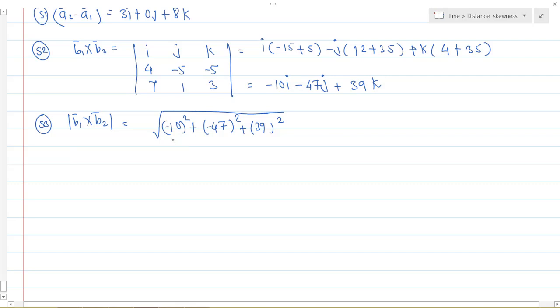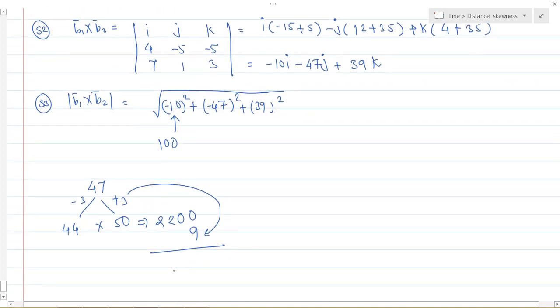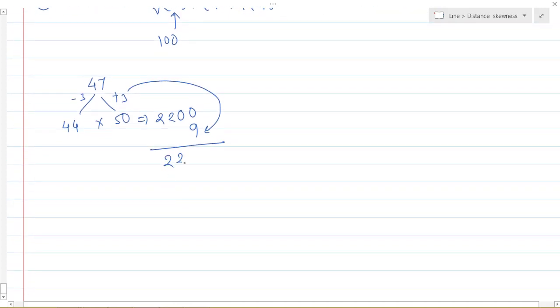So 10 square is nothing but 100. What about 47? The round figure, a multiple of 10, is plus 3, so do minus 3 as well and we will have 44. Multiply these two: 44 times 50 is 2200, 22 hundred. Now add its square, which is 9. So 2209 is the square of 47.